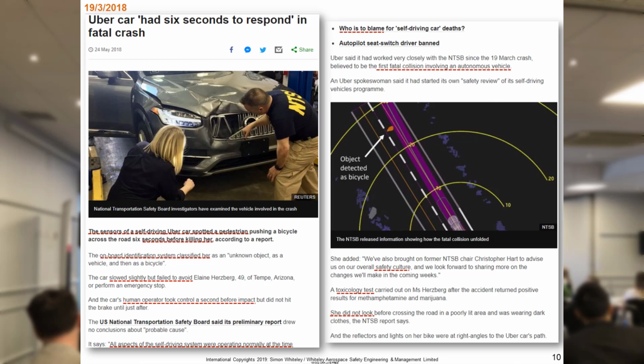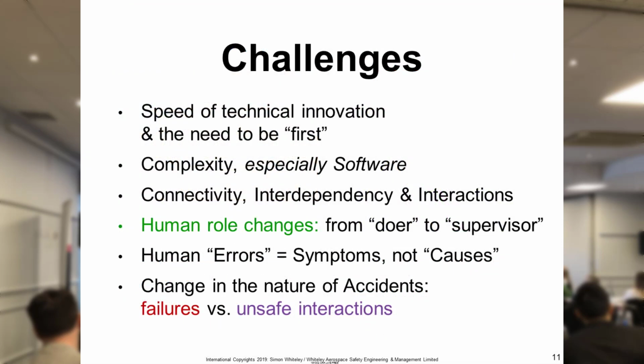And so if we're using safety assessment approaches that are focused on failures, then this particular accident wouldn't feature in that type of safety assessment. Now the challenges I've highlighted here are becoming more and more prevalent, and you'll recognise some of these, I'm sure. So the speed of technical innovation and the need to be first, especially in autonomous vehicles.